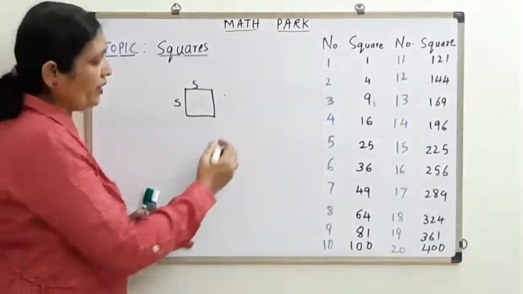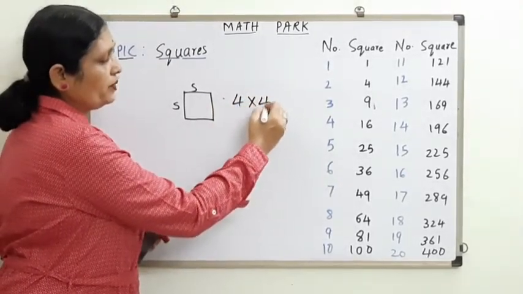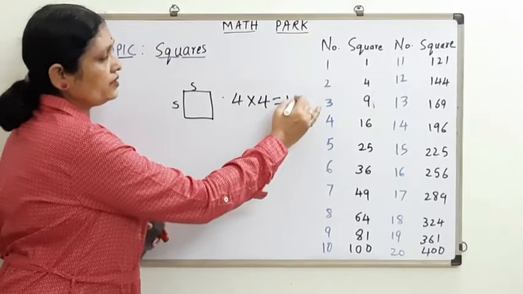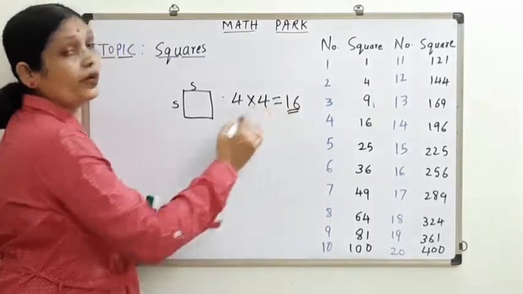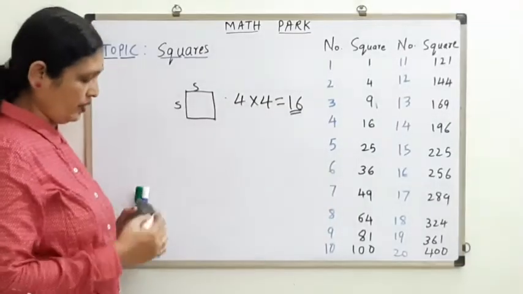So what is a square? A square is a number multiplied by itself. Suppose I multiply 4 into 4, I get 16. So 16 is a square number. When a number is multiplied by itself, what we get is called a square number.